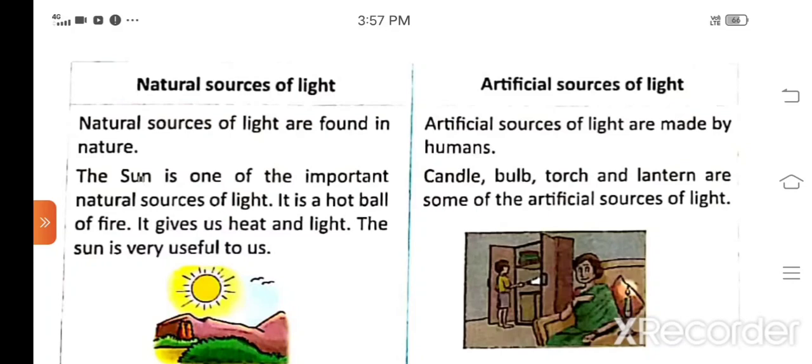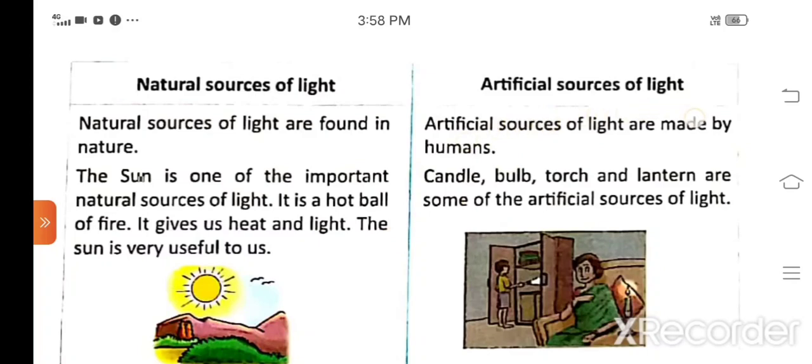So first of all, we will read about the natural source of light. Natural sources of light are found in nature. The sun is one of the important natural sources of light. It is a hot ball of fire. It gives us heat and light. The sun is very useful to us. Only the sun is a natural source of light, and it is very important. It is a hot ball of fire, and it gives us heat and light, and this is also very useful to every human being.